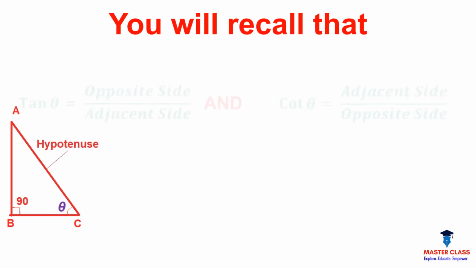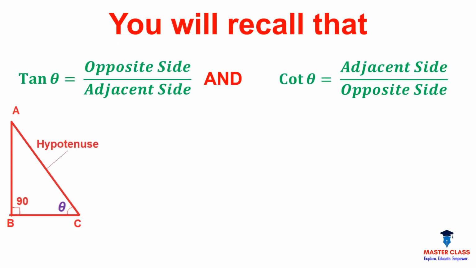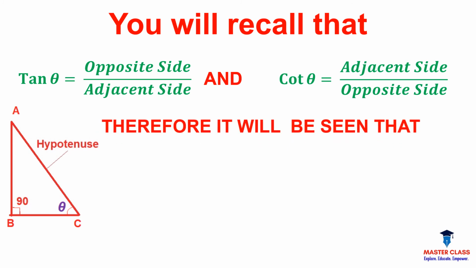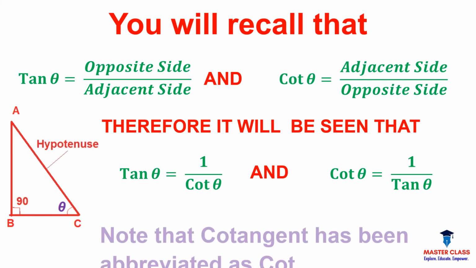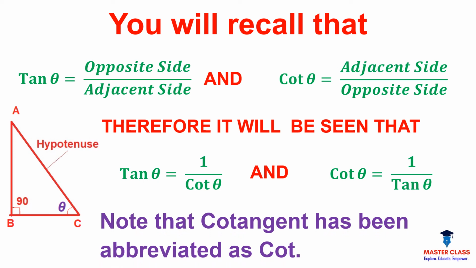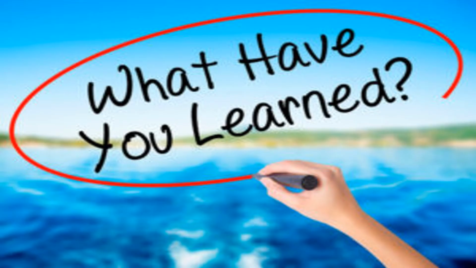You will recall that tan theta is equal to opposite side upon adjacent side, and cot theta is equal to adjacent side divided by opposite side. Therefore, it will be seen that tan theta is equal to 1 upon cot theta, and also that cot theta is equal to 1 upon tan theta. Note that cotangent has been abbreviated as cot. We have now come to the end of this lesson.